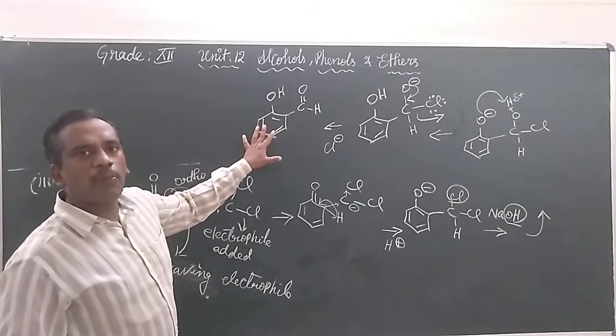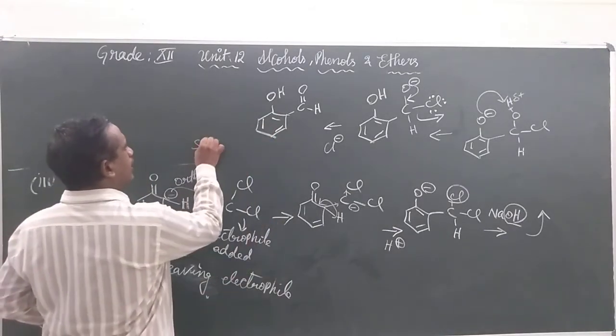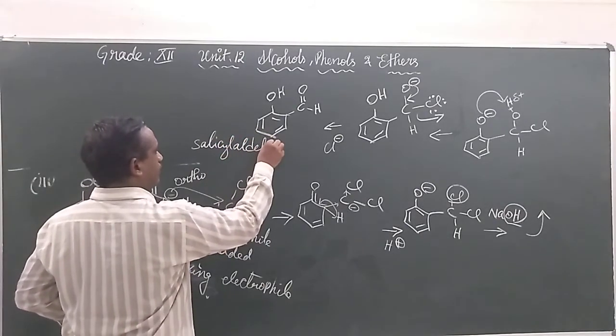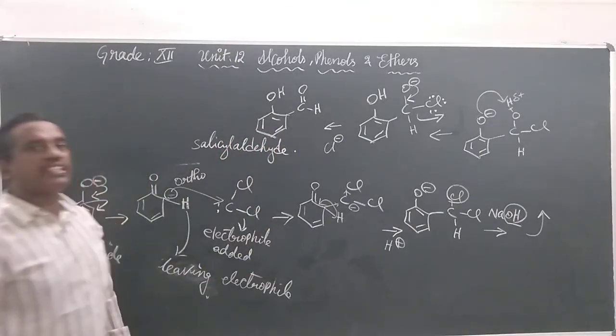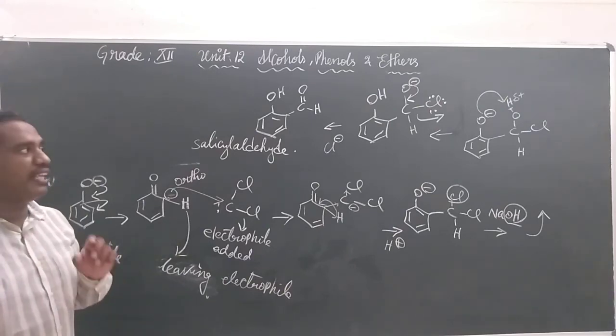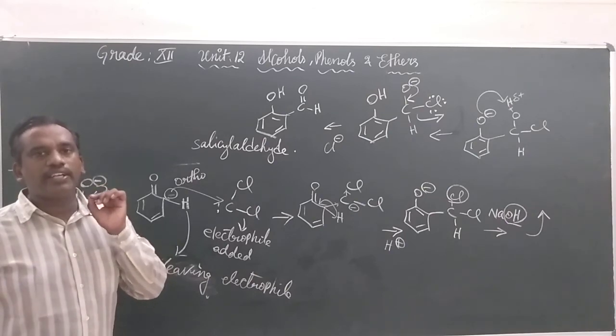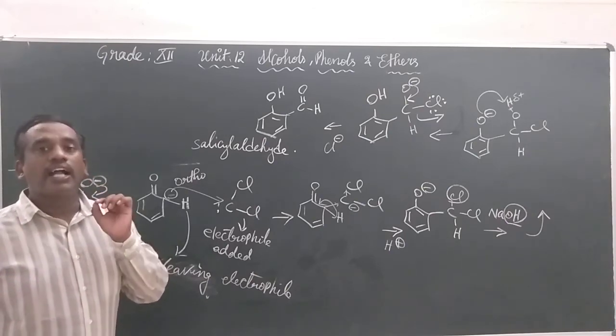What is the name of the product we call here? We call the product salicylic aldehyde. So this is the very important mechanism, but in the entire mechanism we want the reaction intermediate. The reaction intermediate in the Reimer-Tiemann reaction is carbene.